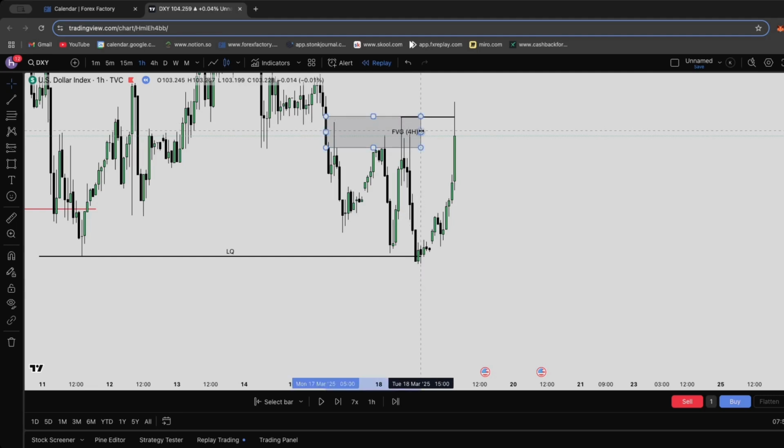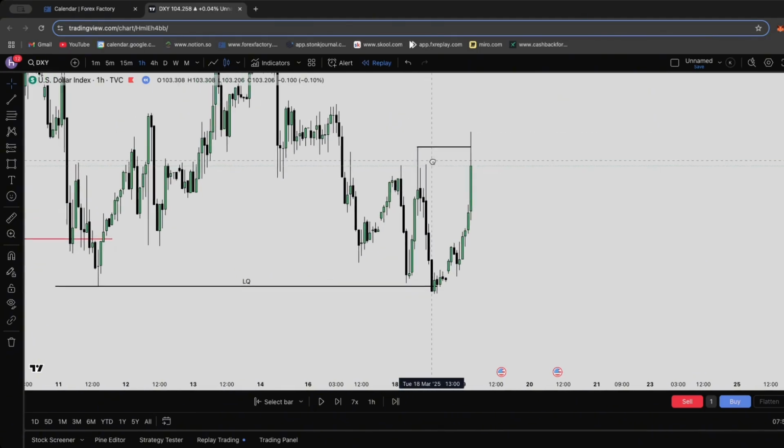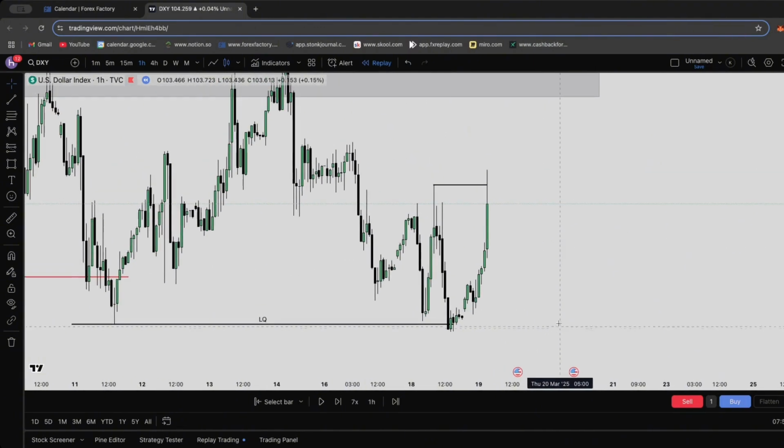So we had this high up here. This high was the highest point before we tapped this low in the last leg. It closed below this low and it's also in line with this consolidation zone here.